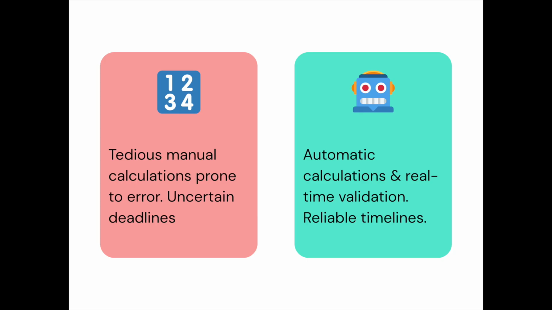And what does all this lead to? Smarter, way faster project planning. You can wave goodbye to those tedious, error-prone manual calculations. Zonedge gives you automatic calculations and real-time validation. And that means you go from giving approximate quotes and uncertain deadlines to providing precise estimates and reliable timelines that you, and more importantly, your customers, can actually trust.